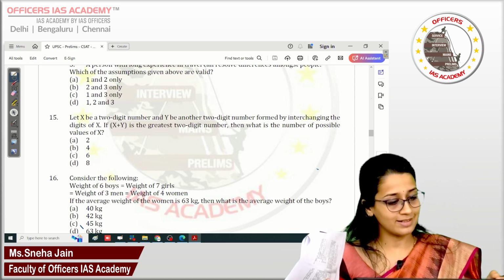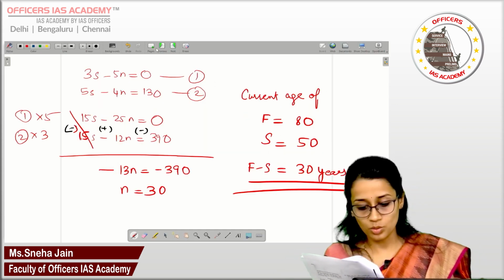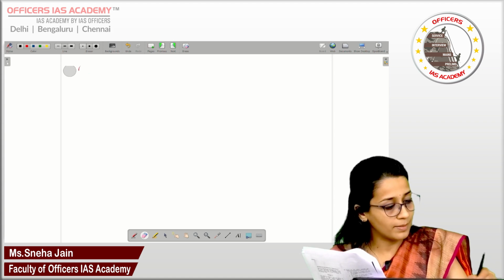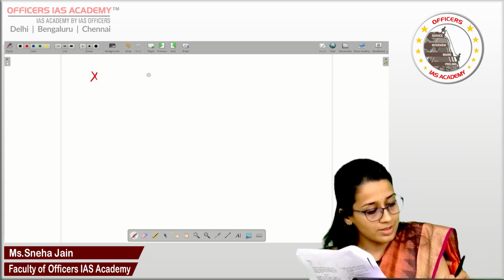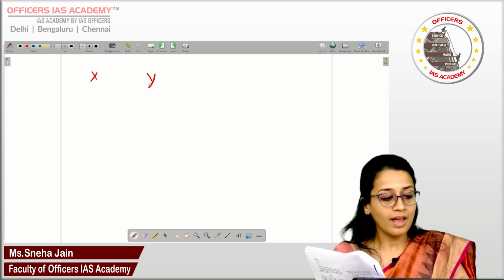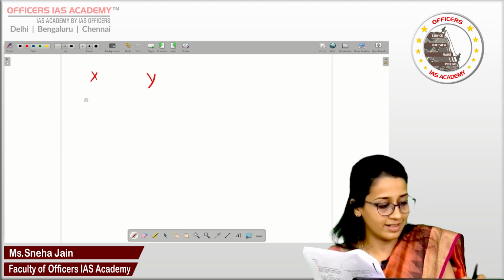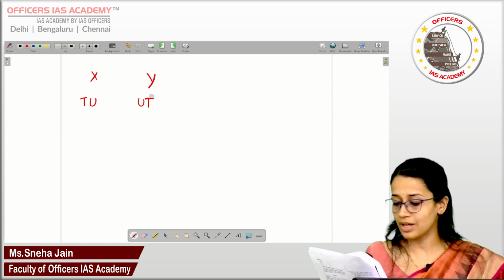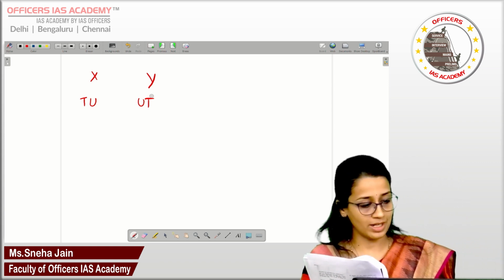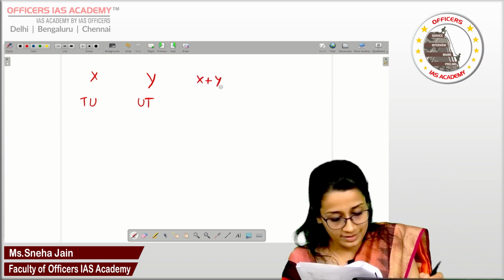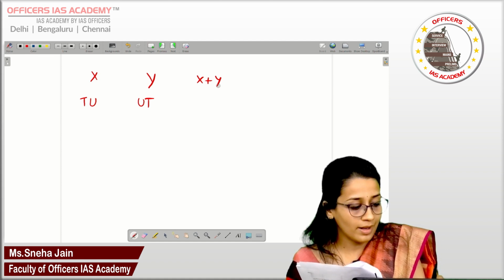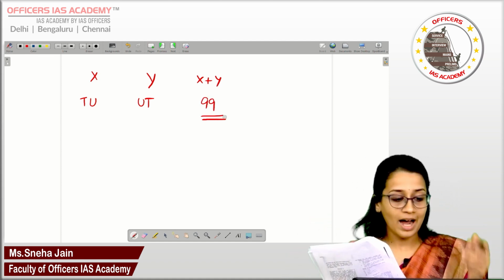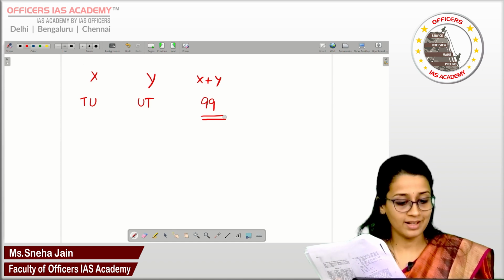So let me discuss this question here. So they say x and y are two-digit numbers. So x is one two-digit number and y is a two-digit number, and they are formed by interchanging the digits. So if this is tens digit, this is unit digit, then this is unit digit and tens digit. Okay. So the only condition that they have given is x plus y is the greatest two-digit number. So I will take this as 99. Is it possible? Now I will try to write what can add up to 99.